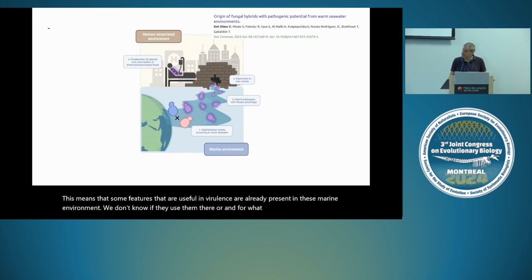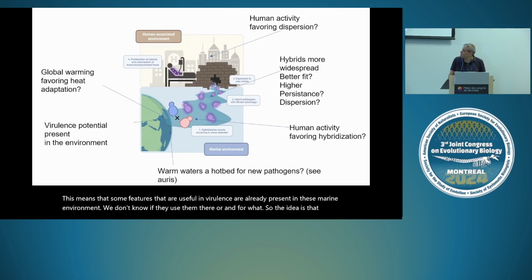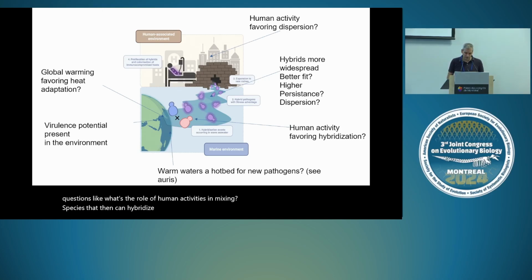So the idea is that somehow these hybrids form in this type of environment, and we still don't understand how they break the barrier and go on to infect humans. This opens many questions, like what is the role of human activities in mixing different species that then can hybridize and become pathogens to us, and what are the routes they follow to go from this marine environment to hospitals.